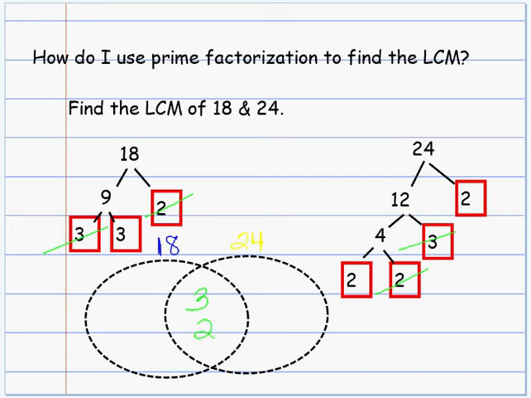Now, the 18 side, this circle here, has to equal 18. And right now it's just 3 times 2, which is 6. So which one did we leave out? We didn't include the 3, so that goes over here in this part of the circle. So you can see that 18 is 3 times 3 times 2. It's just that this 3 and the 2 are shared by the 24.